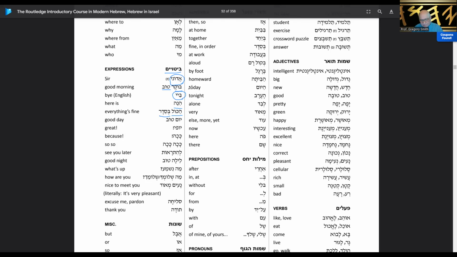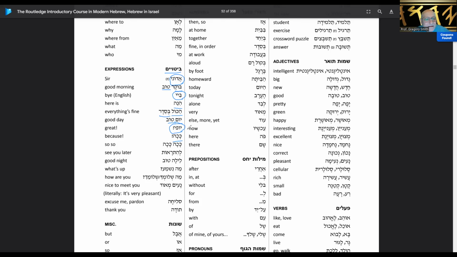Hakol beseder. Yeah, הכל בסדר, beseder. Hakol beseder. Yom Tov, good day. Okay, let's see here. This looks like Yofi. Yofi means great. Let's take a look at that. יופי, yeah. It actually is part of Yafa, which means pretty, but it can be used as great too, depending on the context.